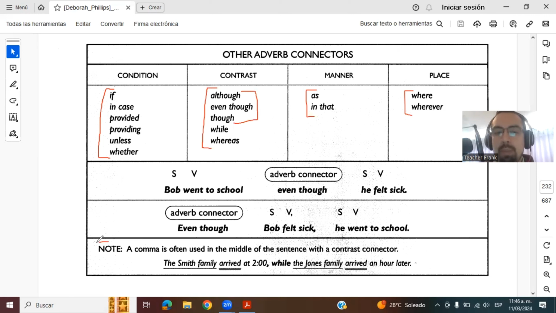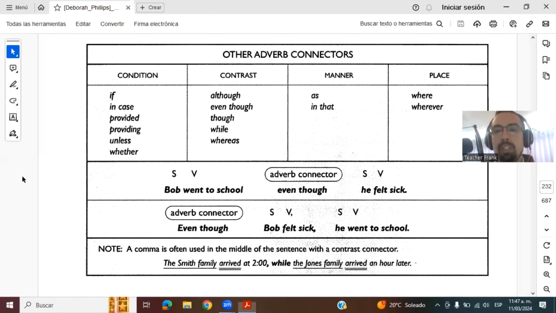This is the note I was talking about, very important. A comma is often used in the middle of the sentence with a contrast connector, right? So this is key. Anytime we have a contrast connector like these ones right here, we need to separate them by a comma, even if the connector is in the middle, okay? Okay, so be very careful with this. When we have a contrast connector in the middle, we still have to put a comma, because these two ideas are actually opposite ideas, right? The Smith family arrived at 2, while the Jones family arrived an hour later, right? So that's two different ideas, contrasting ideas, actually.